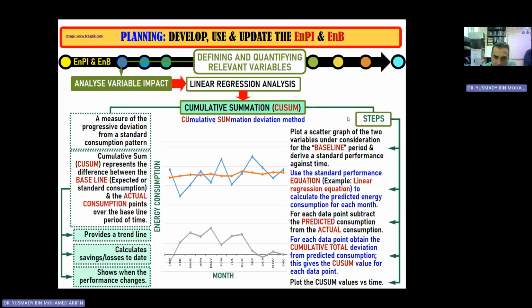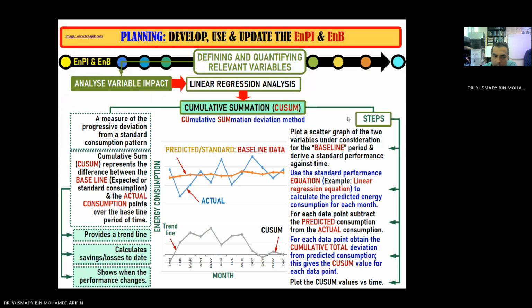For example, this is an example of the CUSUM. The orange line represents the predicted or standard data, which comes from the baseline data. The predicted line actually comes from the standard performance equation that we develop using, for example, linear regression analysis. The blue line represents the actual data that we measured throughout the year within the reporting period, and the gray line represents the CUSUM line.